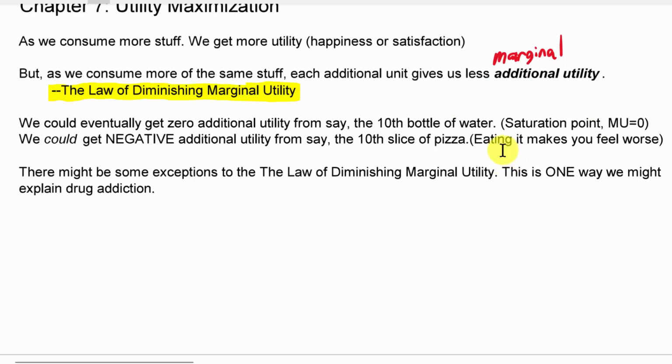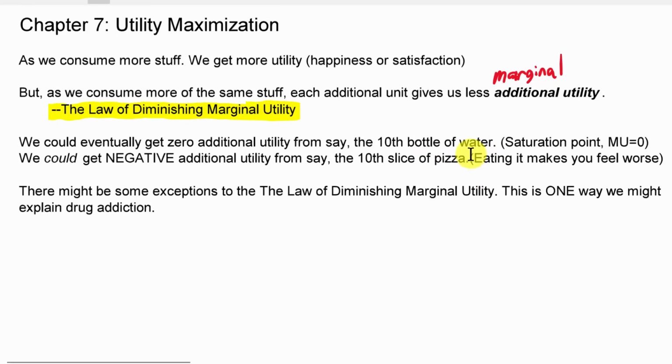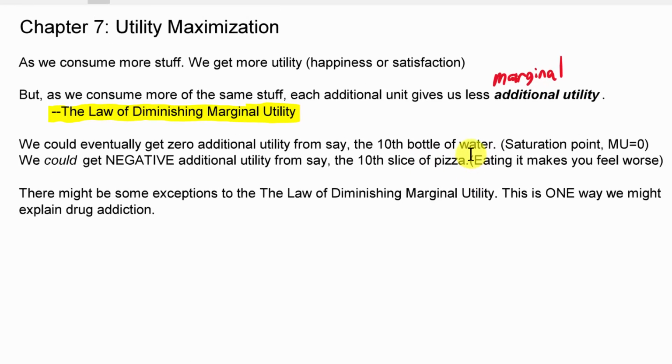So in addition to the idea that we might consume something and get no additional utility, we could actually overdo it. Have you ever accidentally eaten too much and then regretted it? Well, that's what we would call negative marginal utility, or negative additional utility. So it might be that you ate a 9th slice of pizza and you were okay eating that. It made you a little bit happier. But then you go too far and you eat that 10th slice of pizza and it actually makes you feel worse. Now, usually we're going to assume that people won't do that, but mistakes do happen.